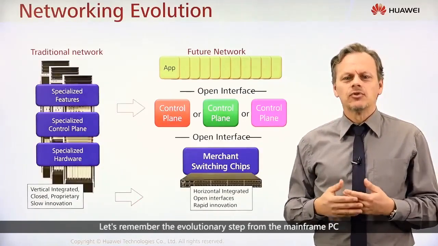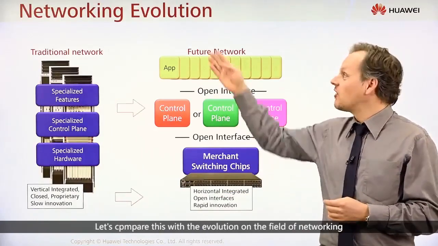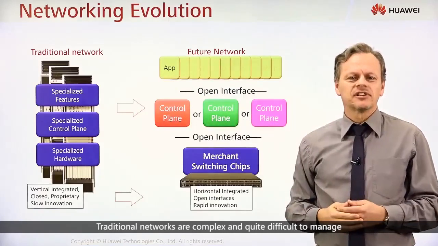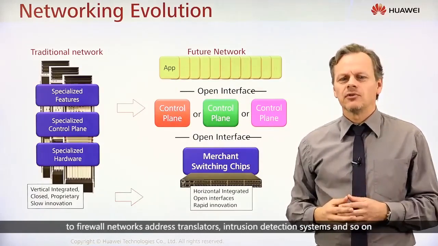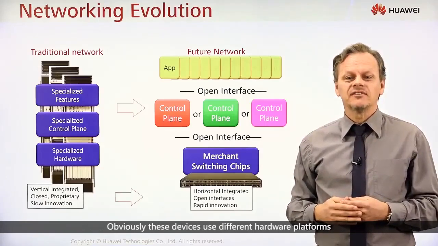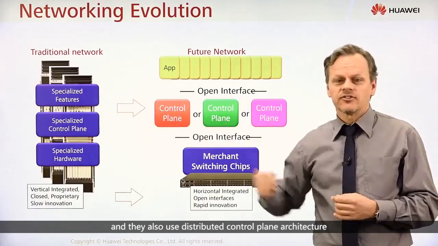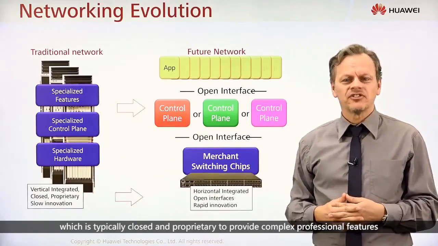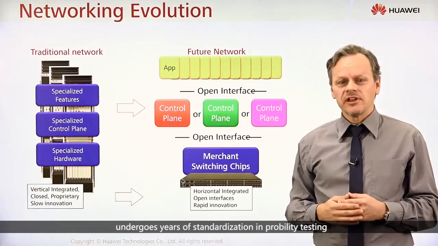Let's remember the evolutionary step from a mainframe to a PC, and let's compare this with the evolution on the field of networking. Traditional networks are complex and quite difficult to manage. These networks have many different kinds of equipment, from routers, switches, to firewalls, network address translators, intrusion detection systems, and so on. Obviously, these devices use different hardware platforms, and they also use distributed control plane architecture, which is typically closed and proprietary to finally provide complex professional features. The implemented hardware and software undergoes years of standardization and interoperability testing.